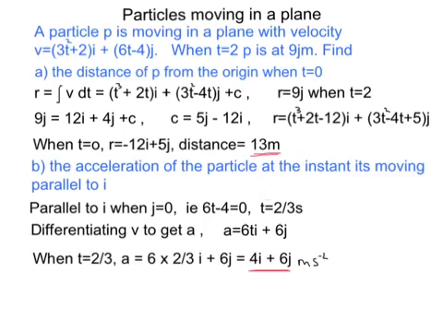I differentiate v again, so that'd be 6t plus 6ti plus 6j to get acceleration, and I then put my time of 2/3 into that and get my acceleration when time is 2/3 of a second.